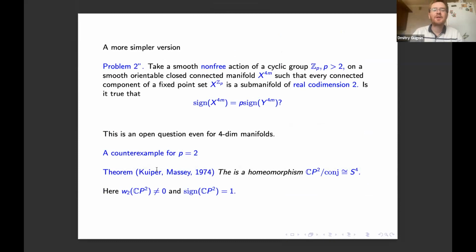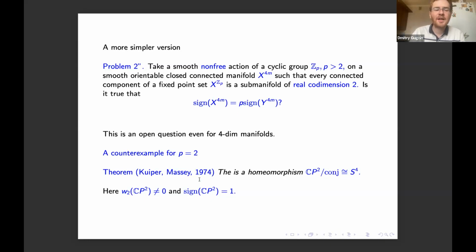There is a celebrated Kuiper-Massey theorem: if you take CP2 and take one involution, just conjugate all homogeneous coordinates, then you get S4. And of course, here the Stiefel-Whitney class is 0, and here we have 0, but here we have 1, because the signature of CP2 is 1. So it is not true.